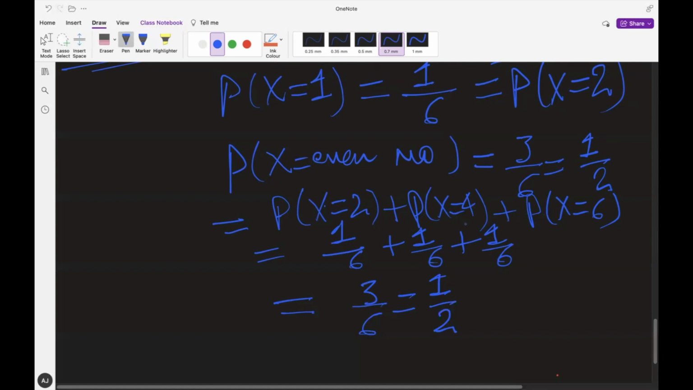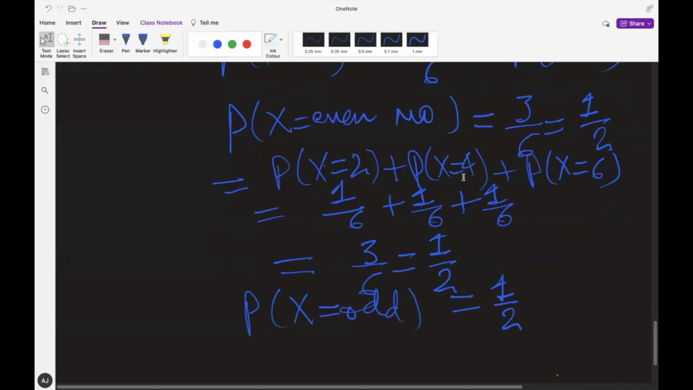Which is nothing but 1 by 6 plus 1 by 6 plus 1 by 6, which is nothing but 1 by 2. By summing all this, similarly, the probability that X is odd is also 1 by 2, right? It also works on the same principle because we have 3 odd numbers here, 1, 3, and 5.